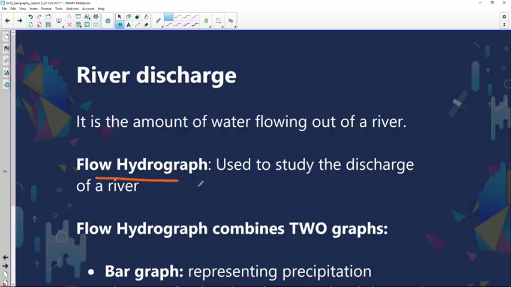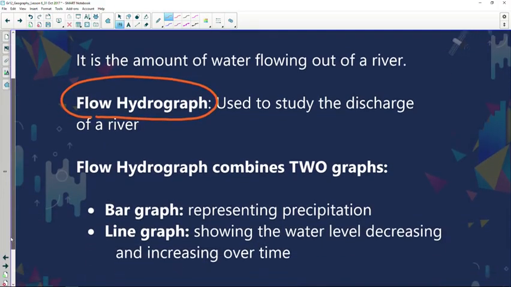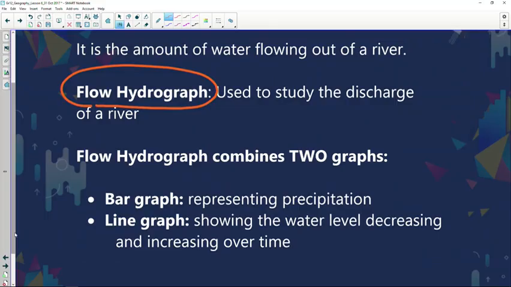And this graph is known as a flow hydrograph. Now, by now you should know hydro means water, so it's a water graph. Now, it gives two sets of information. It's basically a very special graph because it combines a bar graph with a line graph. Now, the bar graph represents the precipitation, the rainfall, the amount of rainfall. The line graph shows how quick this discharge is taking place.